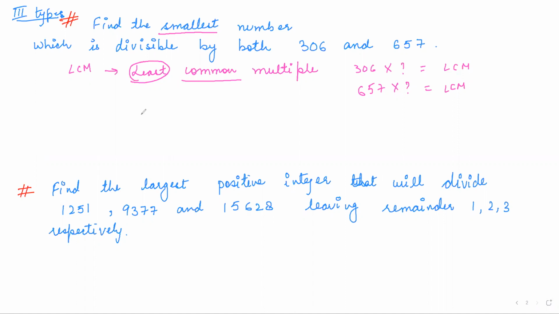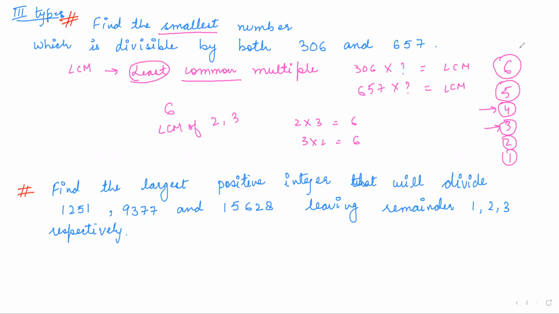There can be other multiples also. For example, 6 is the LCM of 2 and 3. 2 into 3 is 6, then 3 into 2 is also 6. So this is the least common multiple. Below 6, I have 5, 4, 3, 2, 1. So 5 is not a common multiple of 2 and 3. 4 is a multiple of 2, but not of 3. Similarly, 3 is a multiple of 3, but not of 2. So there is no common multiple below 6. The first number which is divisible by both 2 and 3 is 6. So the least number is 6. There can be others also, for example, 12, which is divisible by both, and 18, but the smallest one is 6. So that is why it is called the LCM.